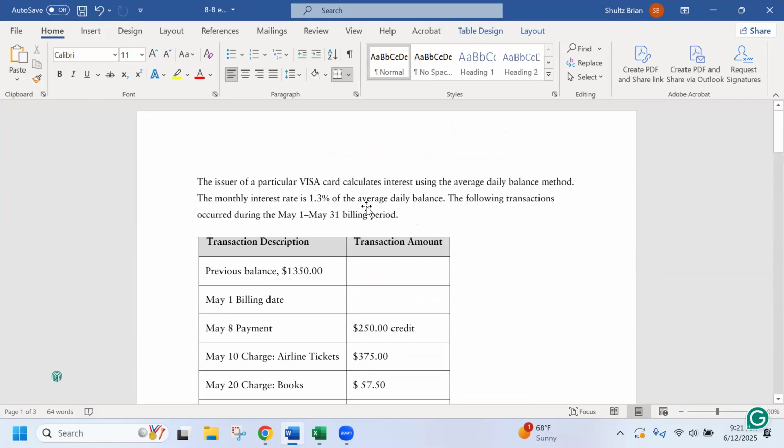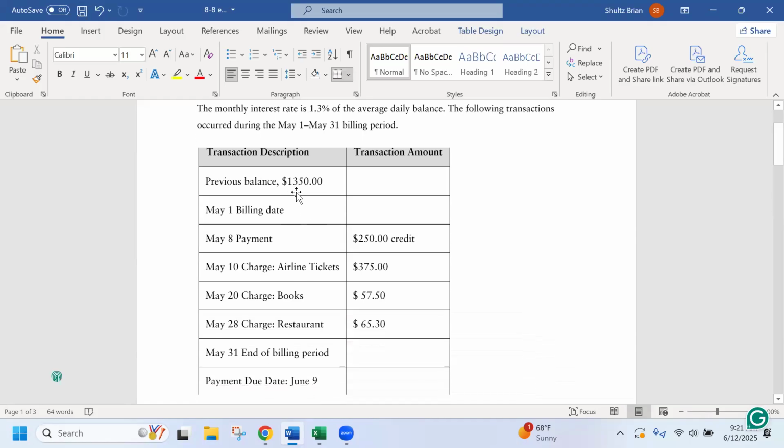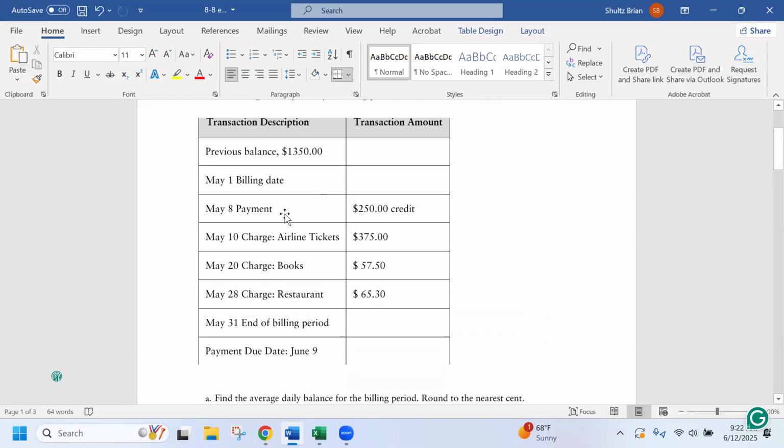For the credit card section. The issuer of a particular Visa credit card calculates interest using the average daily balance method. The monthly interest rate is 1.3% of the average daily balance. The following transactions occurred during the May 1st to May 31st billing period. The previous balance was $1,350 on May 1st, the billing date.